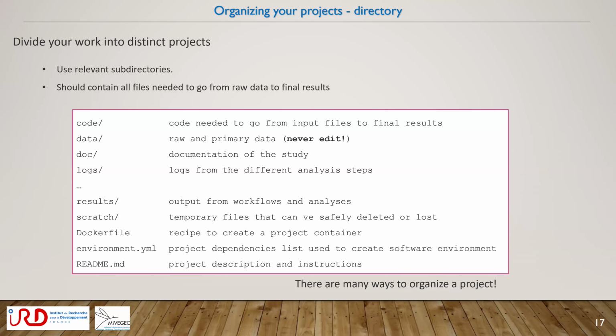In that case, here we have the code that you could put in one specific folder, and the data in another one, where we never edit the data. The raw data has to stay like it is. You could have your results in a specific folder, like a scratch folder. If you need space, you could think, I could remove everything here, it is not problematic. It could be intermediate files from your analysis and so on. And the README helps to understand what is going on in that folder.